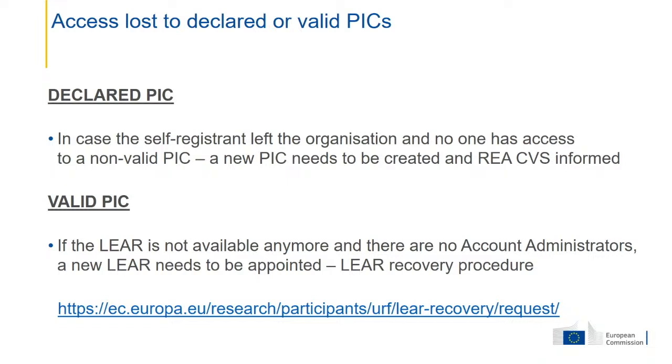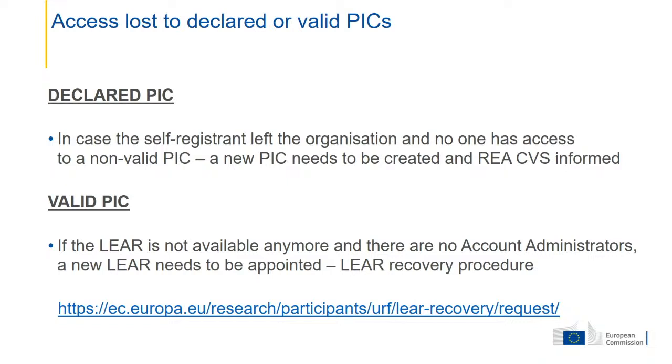Here, for some reason, probably because the self-registrant, the person who registered this PIC number, is not available anymore in the organization. They might have left or for some other reason. So in this case, the solution is that you create a new PIC number. So you go through the registration process and you notify us in the Central Validation Service. We are going to link your old declared PIC to the new PIC that you created and initiate the validation for the newly created PIC. Like that, you have in the system a PIC number that you have access to that will be valid.